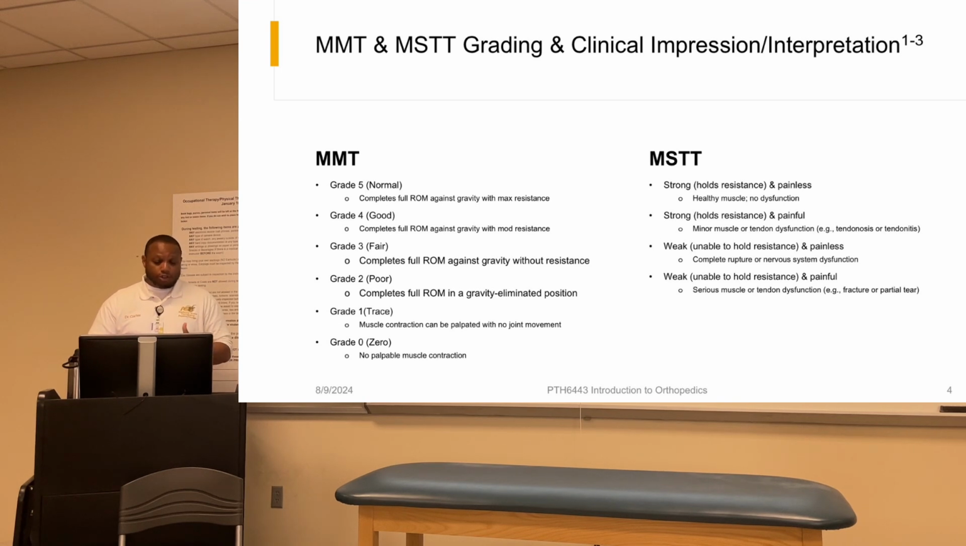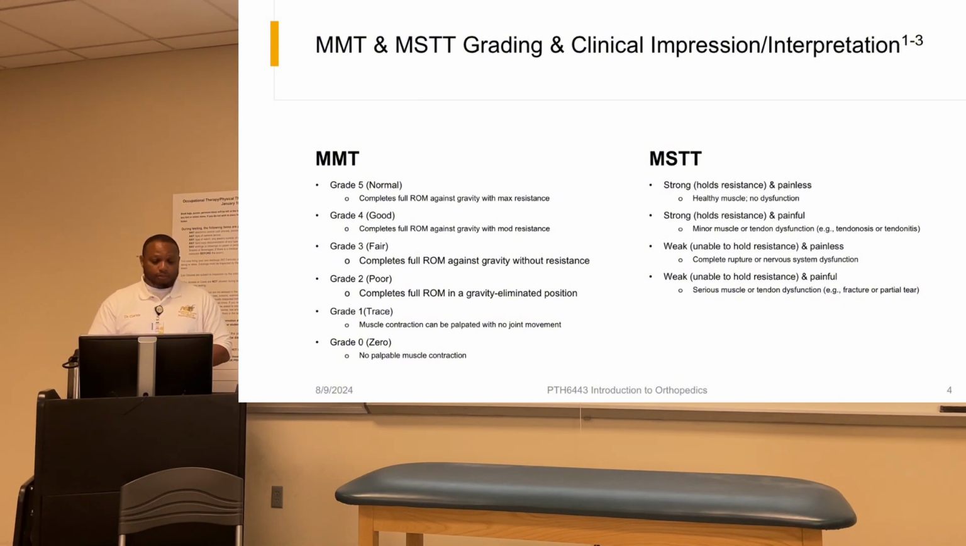With a grade 2, which is poor, the person's able to complete full range of motion in a gravity eliminated position. So for example, if the patient is sidelying and you want to assess the iliopsoas for a grade of 2, you have the person perform hip flexion in a sidelying position. And if they're able to achieve hip flexion in a sidelying position with gravity eliminated, then that would at least be a grade of 2. All right. Same thing for shoulder flexion in a sidelying position.